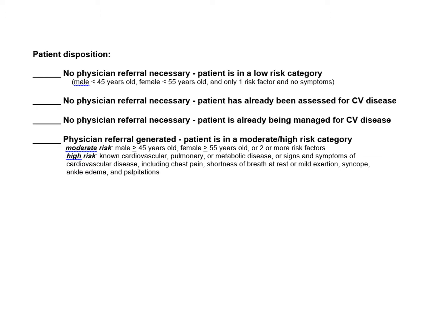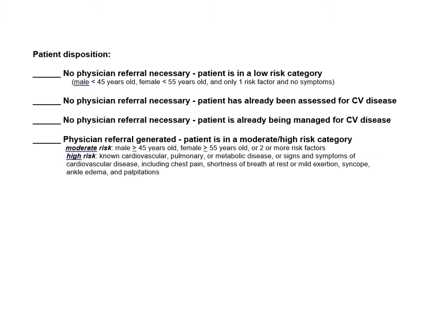If a patient was low risk, there was no need for them to be seen. However, if the patient was higher risk or in a moderate risk category, and we define those there for the therapists, they would need to be seen, especially if the physician was unaware of their current cardiovascular risk status.